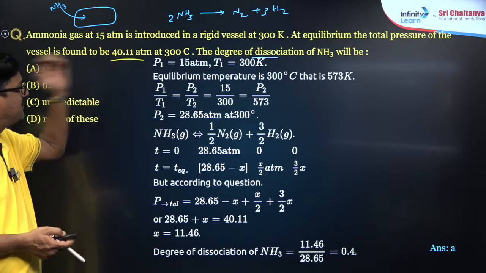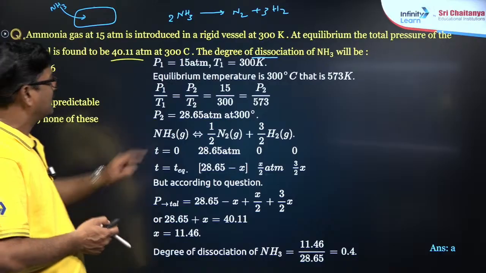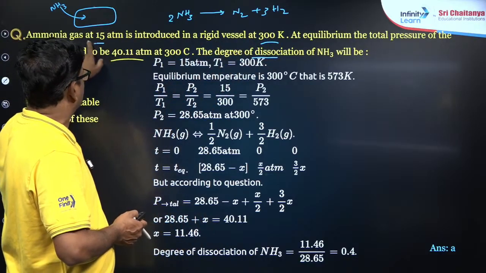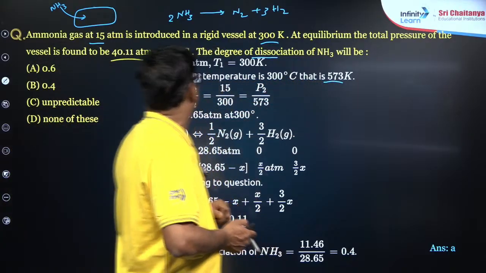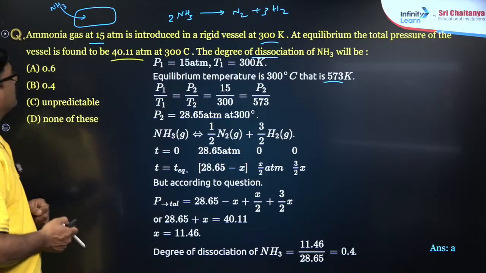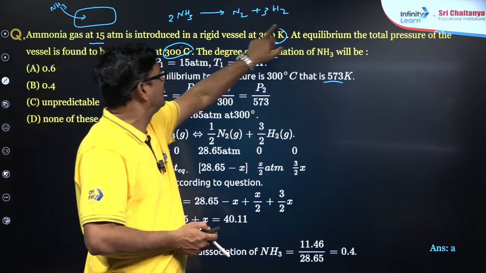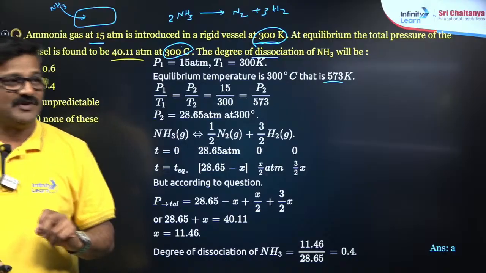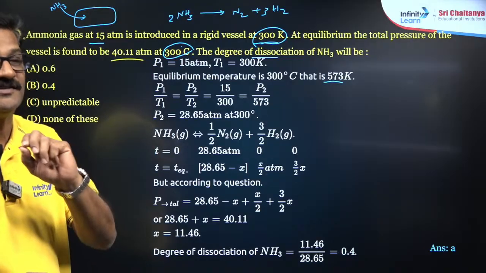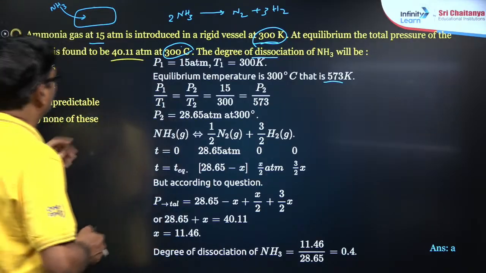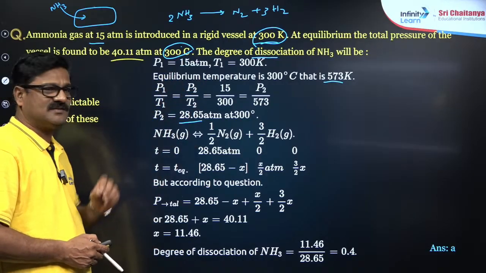So at P1, 15 atm is given at T1, 300 Kelvin, that is 27 degrees. So initially the pressure was this. The equilibrium temperature is given as 573 Kelvin, that is 300 degrees centigrade. You see, these two are going to be a trap. One is given in Kelvin, another is given in degree centigrade. That is a total cheating. So P1 by T1 is equal to P2 by T2. On solving, P2 is going to be 28.6 at 300 degrees centigrade.